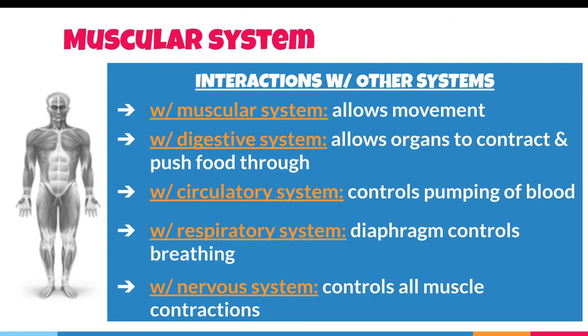The respiratory system, the diaphragm is some smooth muscle and it actually controls our breathing. And then lastly, with the nervous system, the brain sends all the messages to all kinds of muscle in our body to contract or to stop contracting.